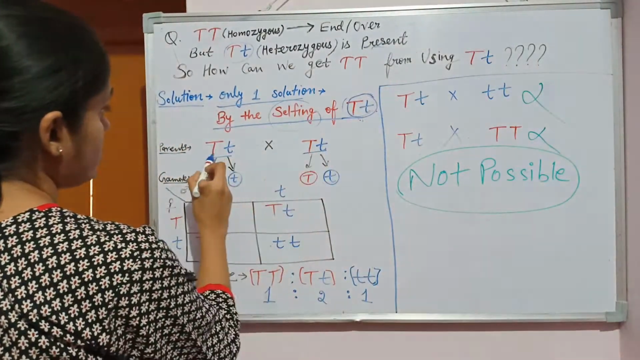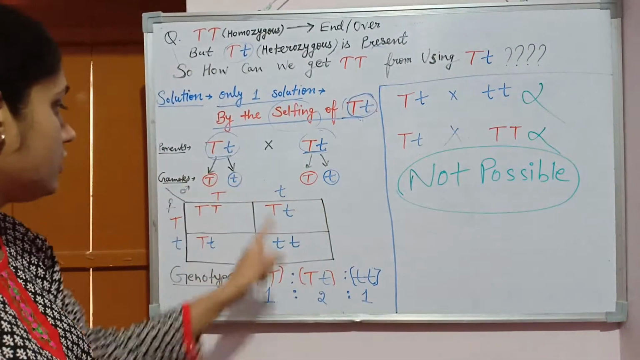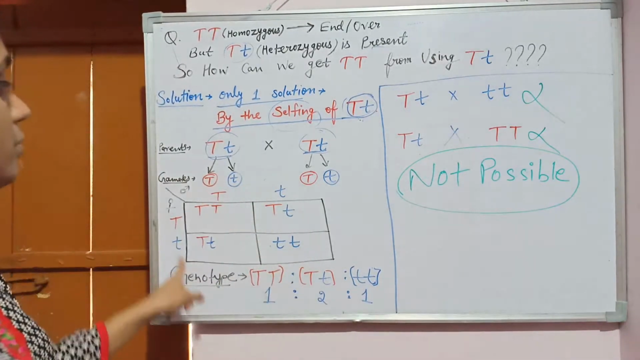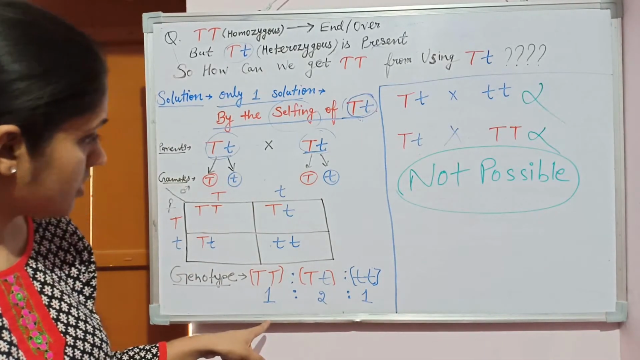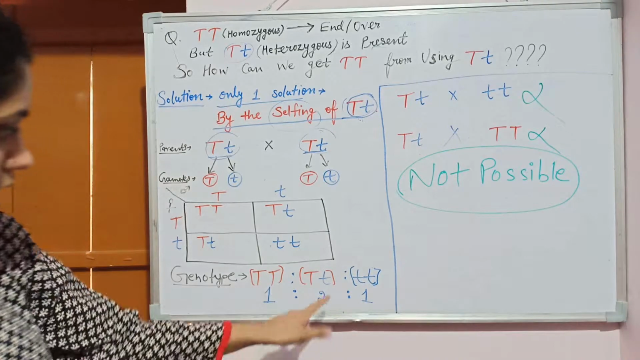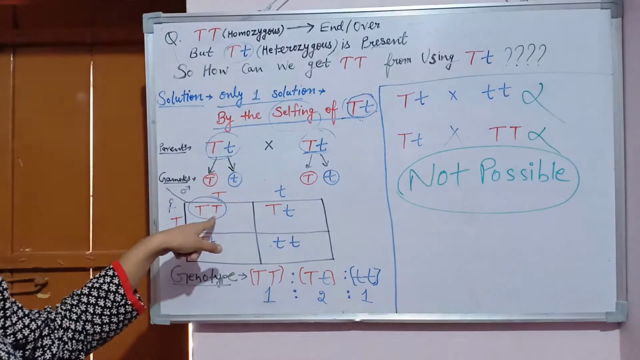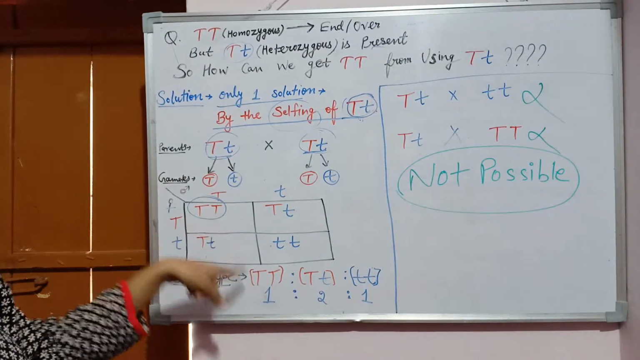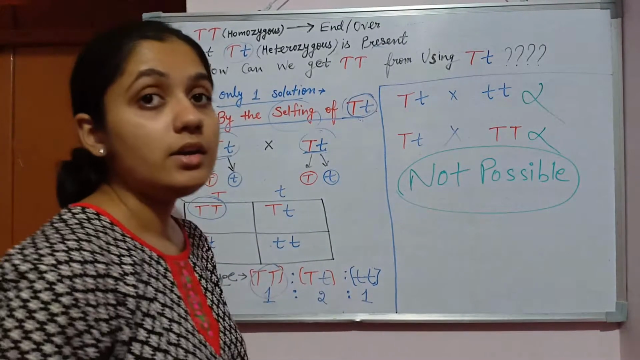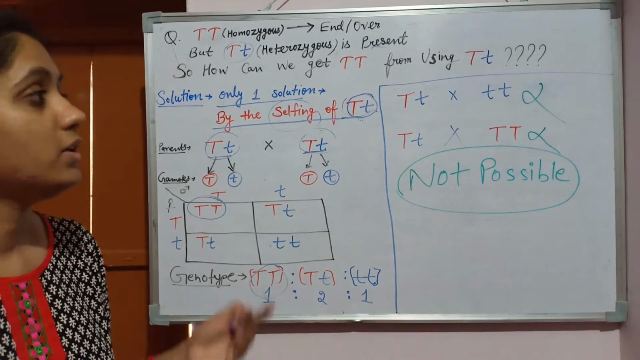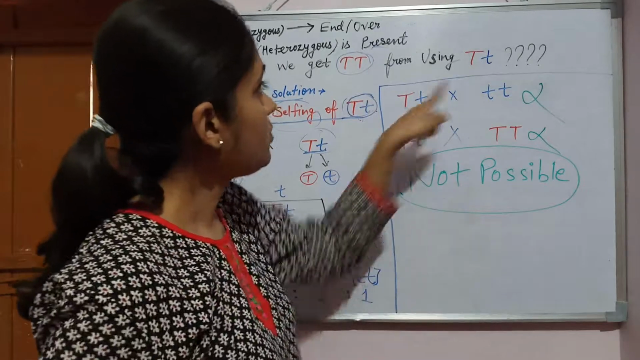When this heterozygous tall and this heterozygous tall plant are made to reproduce, they form the gametes, and after the gamete formation it will form the Punnett square or the checkerboard. Then you will see the genotypic ratio is 1:2:1. Here we can get the tall homozygous plants. Okay, this is the only method, and by another method we cannot get this.